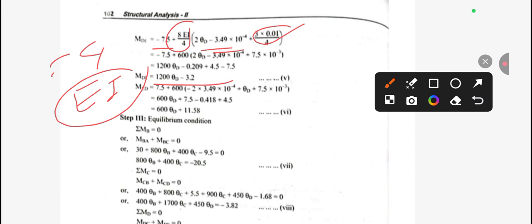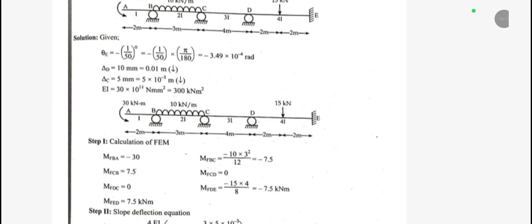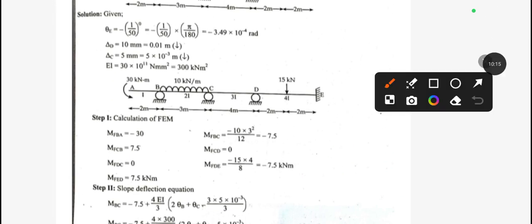Similarly for E to D, theta E is given this value, and finally we get this much value. So this is our second step, and the third step is the equilibrium condition. For the equilibrium condition, you can see in the figure we have three different intermediate supports, so we need to take three different equations.